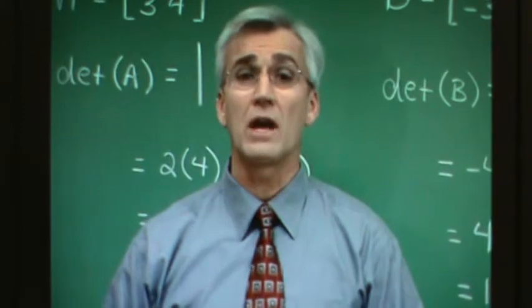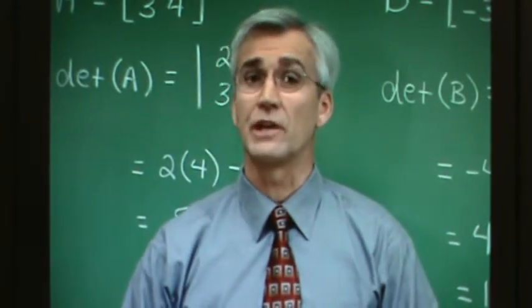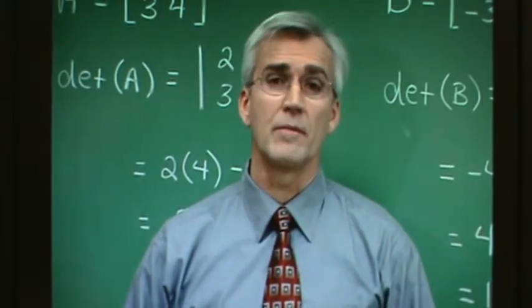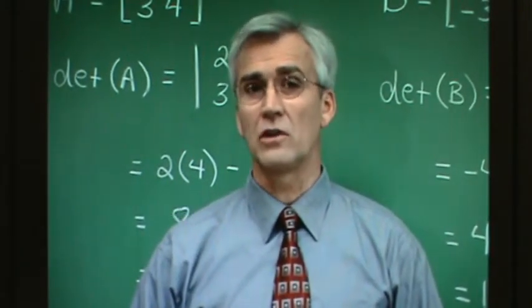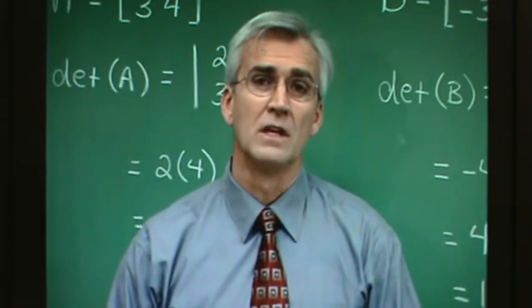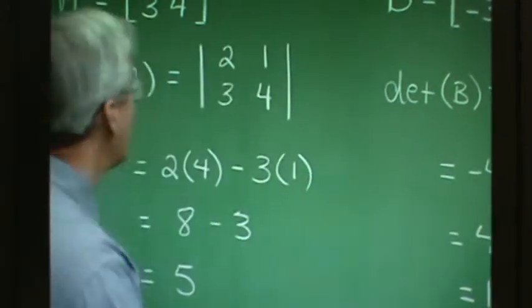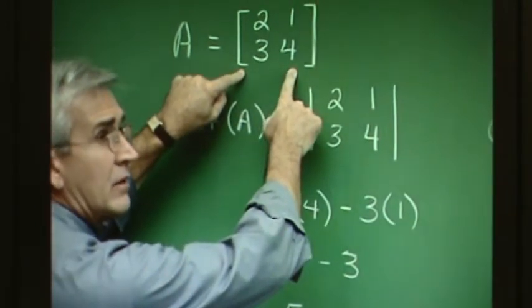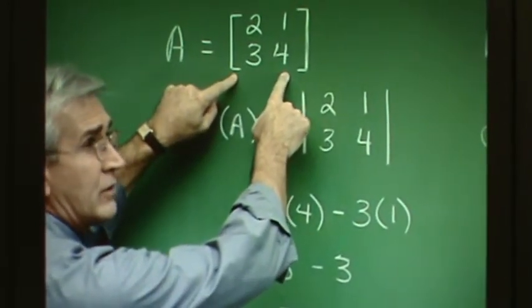Associated with every square matrix is a number called its determinant. In this section, we'll talk about how to calculate the determinant of square matrices, and in the next section, we'll talk about how we use determinants. Well, if the matrix that we start with is a little 2 by 2 matrix like this, then the calculation for determinant is rather simple.